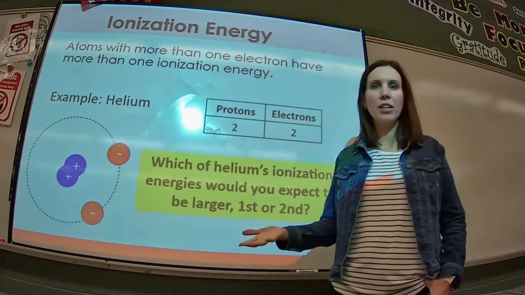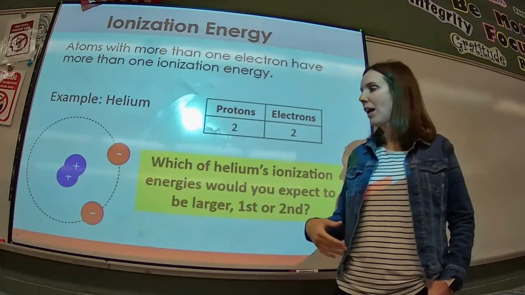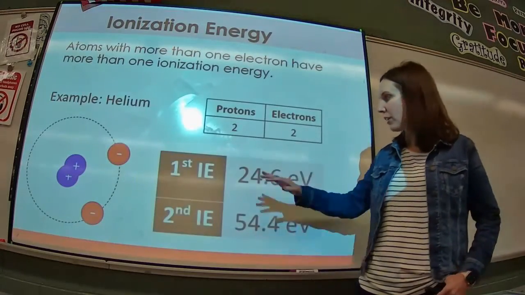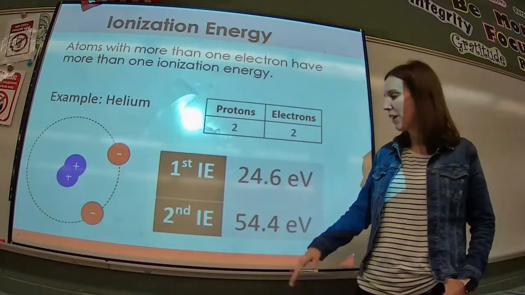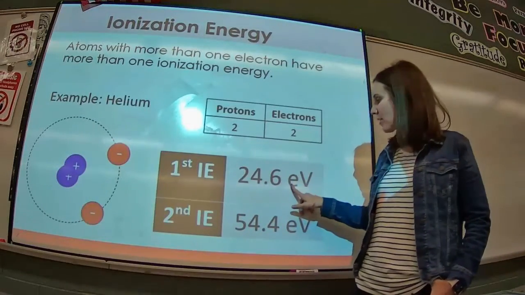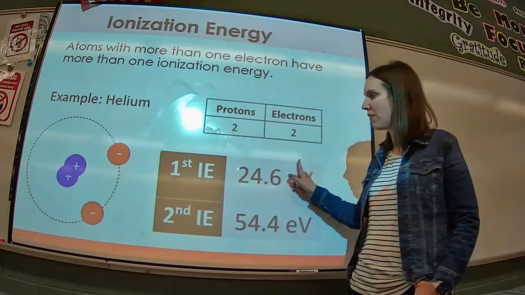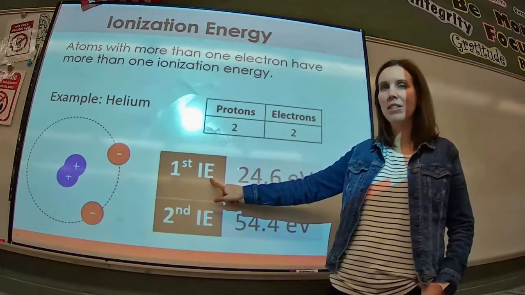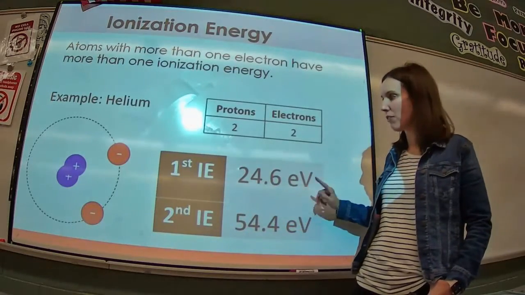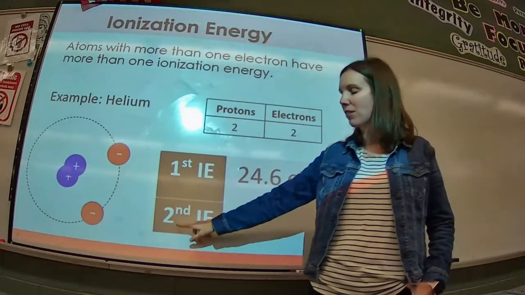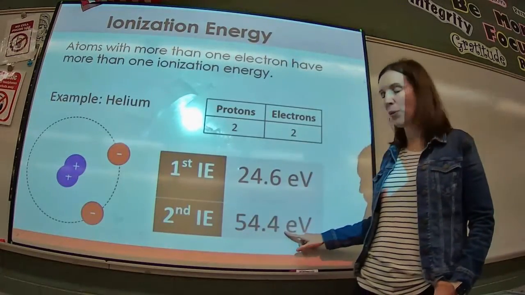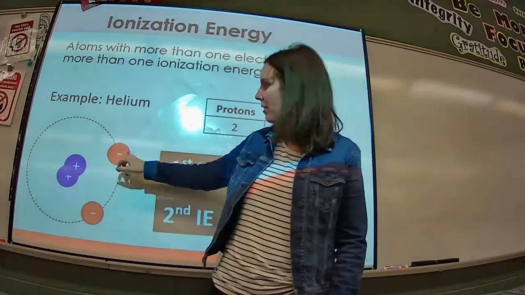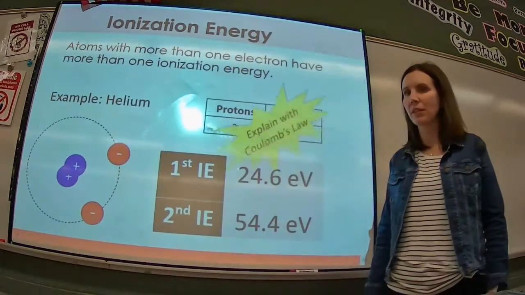The first electron requires the least amount of ionization energy, and each consecutive one is going to require more ionization energy to remove it. So if we look, these are actual measured amounts of energy required to remove those electrons. EV stands for electron volts, and this is a measurement of energy. To remove the first electron, the first ionization energy, so IE stands for ionization energy, takes 24.6 electron volts. To remove the second electron, the second ionization energy, takes 54 electron volts, almost twice as much. Okay, and that is because that repulsive force between these two electrons will no longer be there.